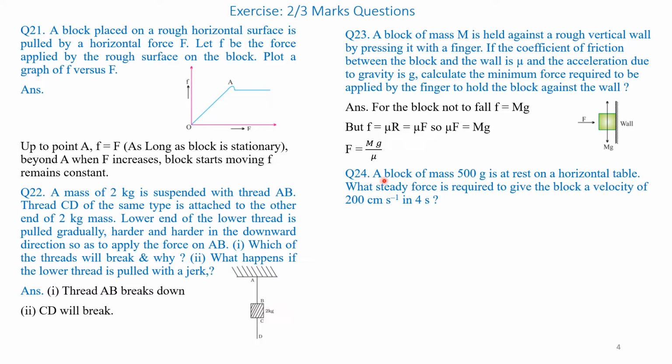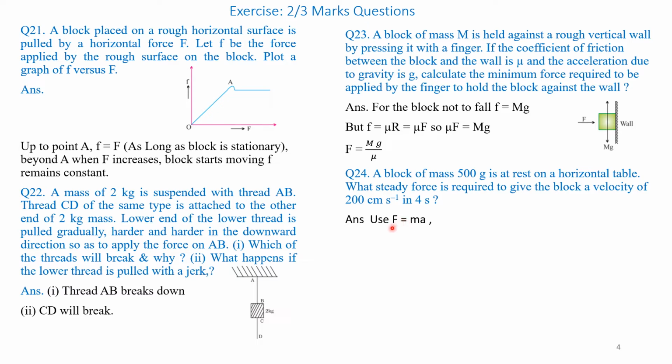Next question, question number 24. A block of mass 500 grams is at rest on a horizontal table. What steady force is required to give the block a velocity of 200 centimeters per second in 4 seconds? So t is 4 seconds here.